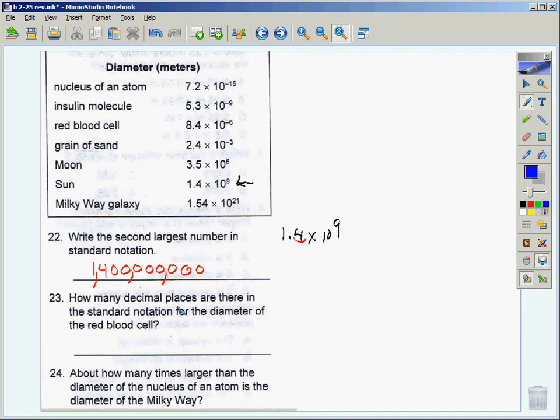Number 23, how many decimal places are there in standard notation of the diameter of a red blood cell? So I have 8.4 times 10 to the negative 6. If I move it here, I've moved it one place already. I've got to add 5 lead zeros. So there is 1, 2, 3, 4, 5, 6, 7 decimal places in this particular question.